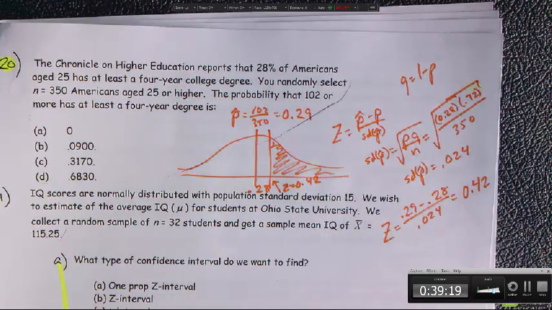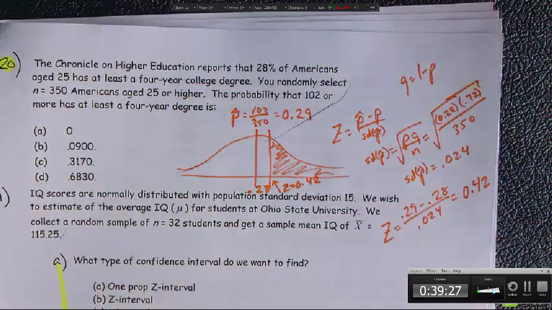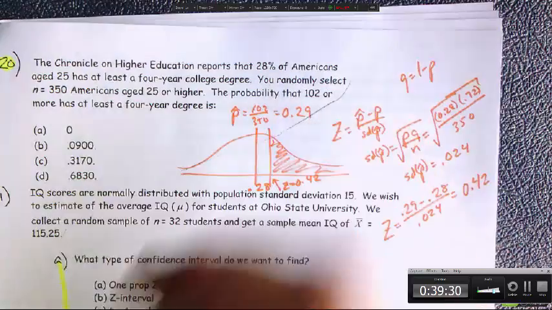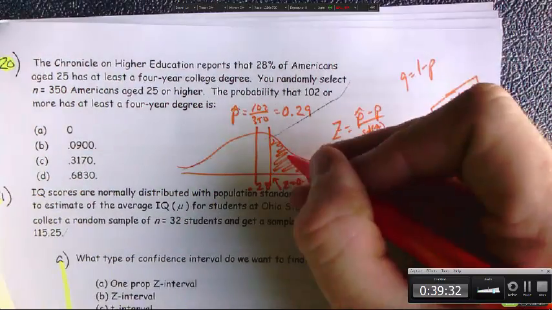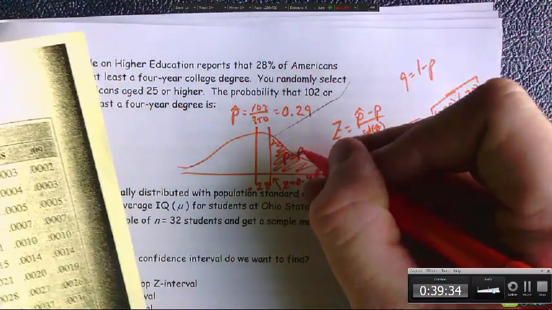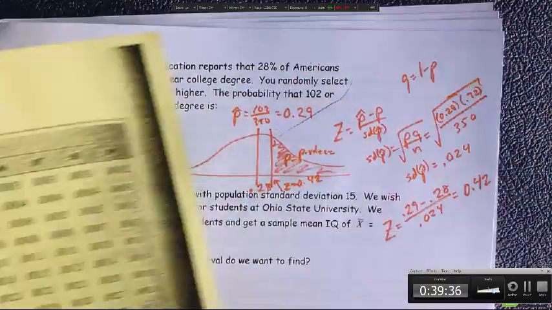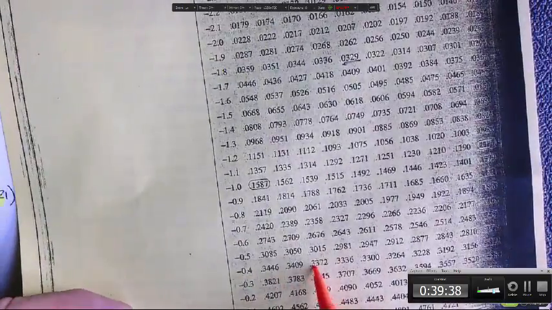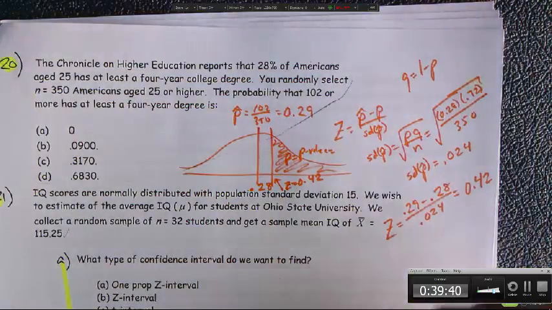So we need the area to the right. When we're calculating the p-value, we will have to use the negative z-score. So to find this p-value, we will go to negative 0.42. The p-value equals, and going to negative 0.42 gives us 0.3372.